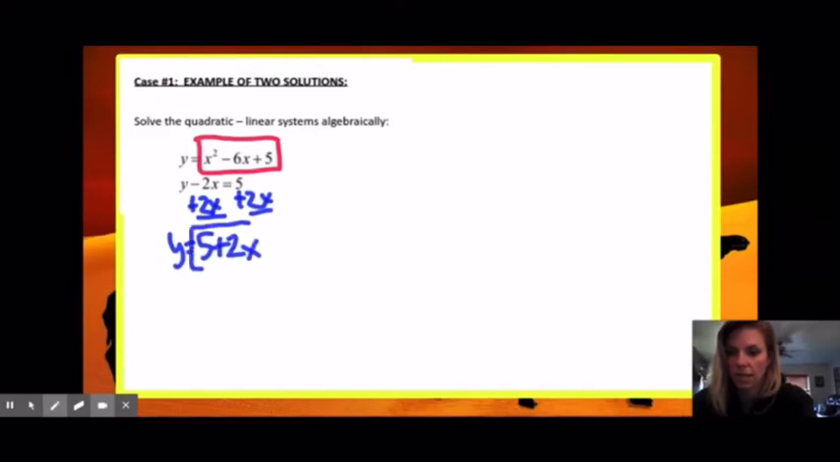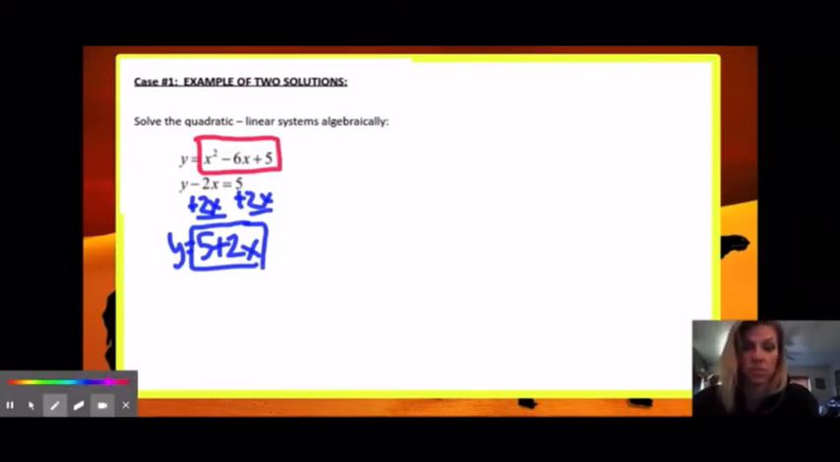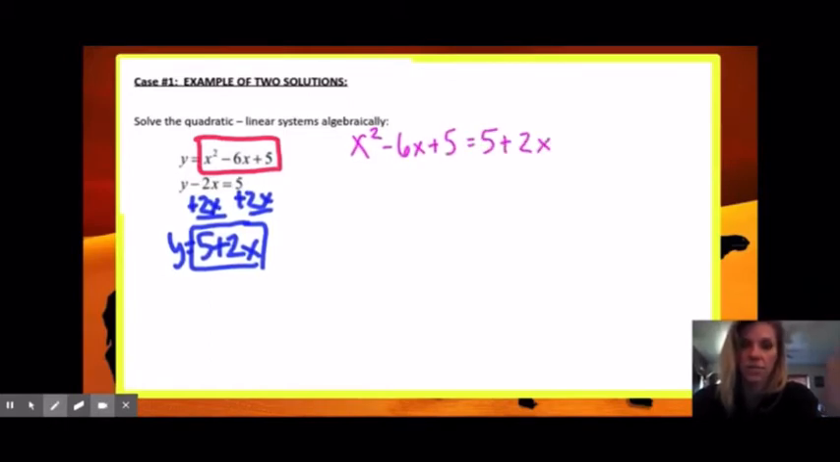Again, solve them both for y. You don't have to put boxes after the equal sign. I just do that because then I know I'm going to set those 2 boxes equal to each other. In other words, x squared minus 6x plus 5 equals 5 plus 2x. I always like to see if you can factor first.